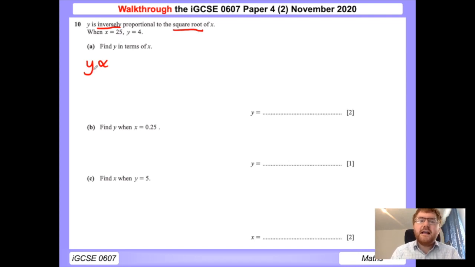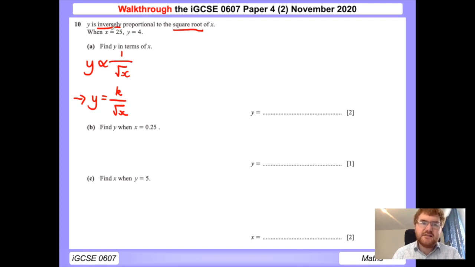So y is proportional to, or inversely proportional. So we're going to write 1 over, because it's inverse, and then the square root of x. This then gives me the equation, so we transfer this into an equation, and the way we do that is by putting a k for where 1 is, so we get k over root x. Check out my video on proportionality, that will go through this in much more detail.